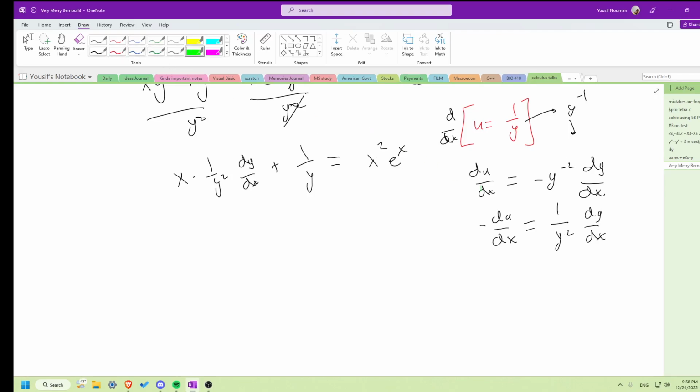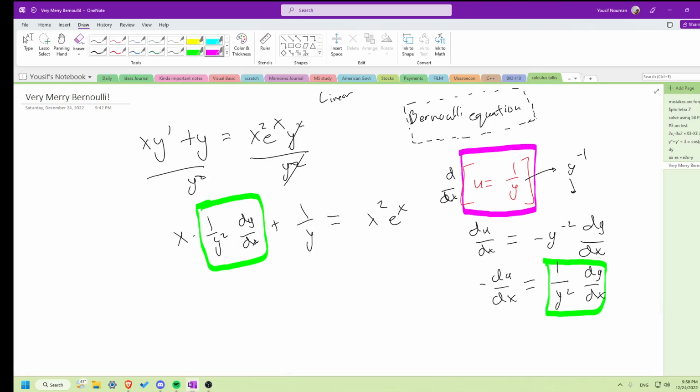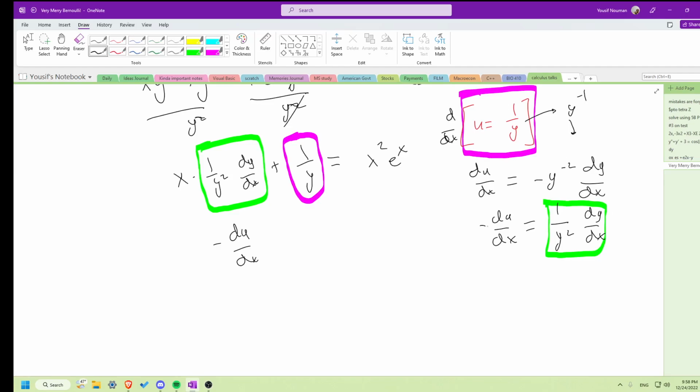We're going to notice that this over here matches this over here, and that this over here, which we already substituted, matches this over here. We can rewrite this whole thing in a very neat way: negative du/dx, because the negative was moved to the other side, times x, plus u is equal to x squared e to the x.